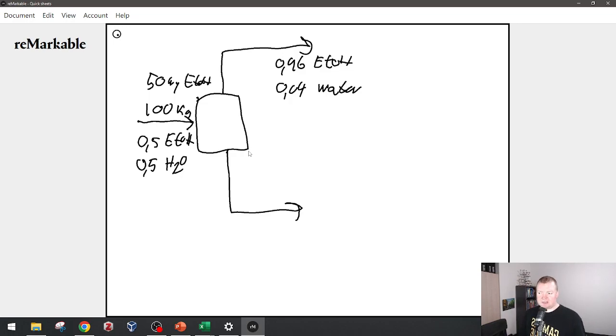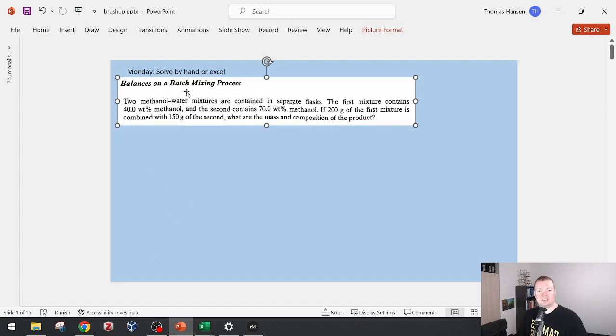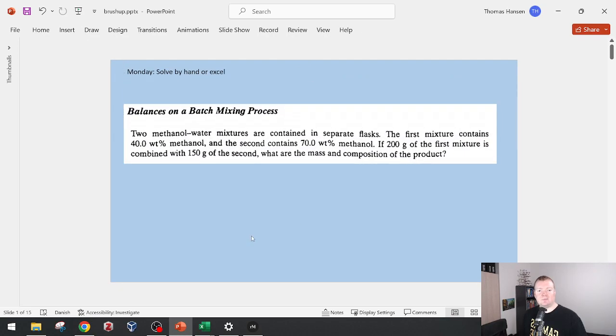Now, I'm going to start out with the one we were just looking at. It might be a bit difficult to see on stream. Let's see if we can scale it up. It might look horrible. But basically, I have two streams that I wish to mix together. Both of them contain methanol water mixtures. In this case, it's described as two flasks. The first mixture is 40% weight percent methanol, and the second is 70 weight percent methanol. And then I'm told the mass of the two different ones that I want to send into my system.